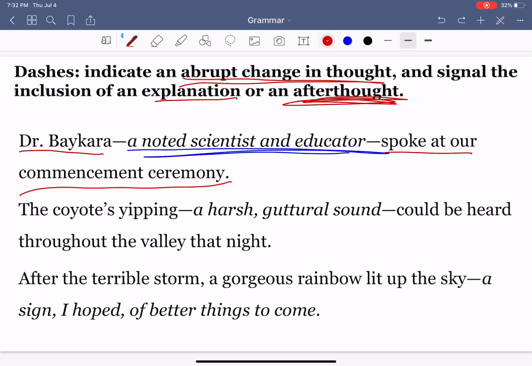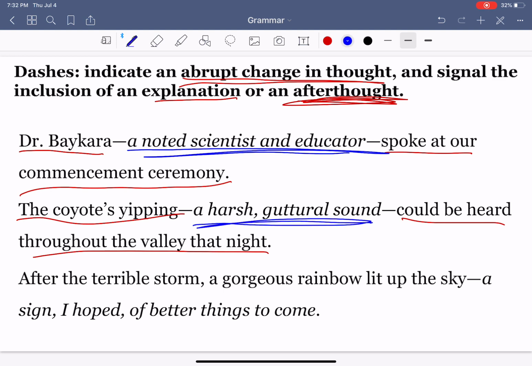The coyotes yipping — a harsh guttural sound — could be heard throughout the valley that night. And you can see this kind of just interrupts your sentence. It's just thrown in there. So you can use dashes on each side like that because it's in the middle of the sentence to just set it off.